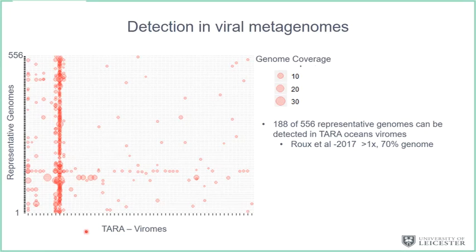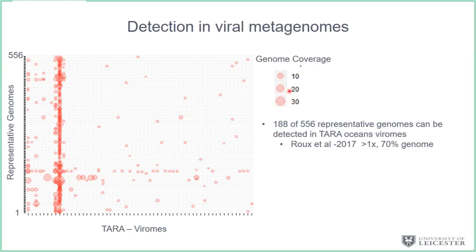This was done as part of a large project called TARA, and each of the dashes at the bottom represents a different sampling point as part of a large global survey to look at viruses in general. So we then took this data, and we had 556 different prophages. Each dash along here represents a different prophage, and we mapped all of this data against our prophages. And if our predicted prophage was present in a viral sample, we could look at the genome coverage.